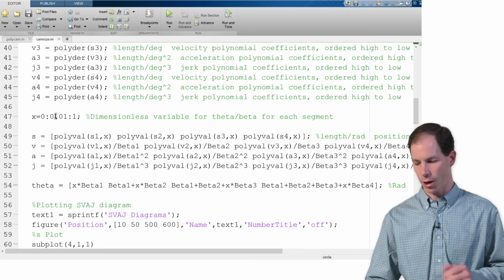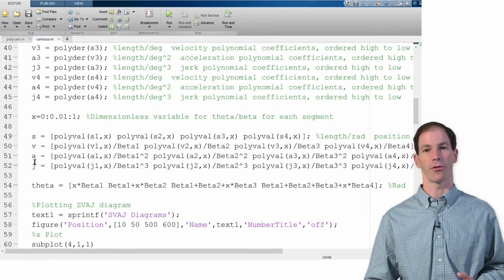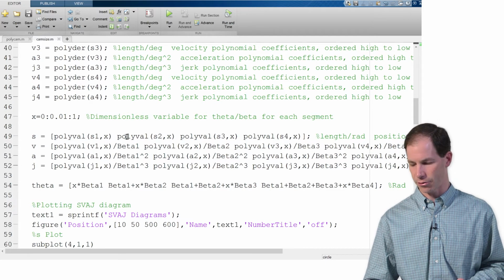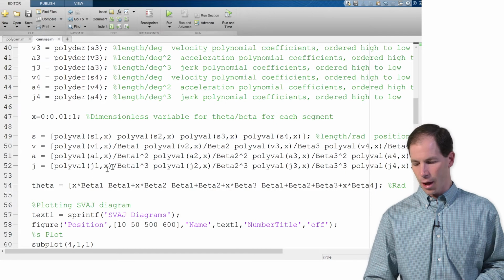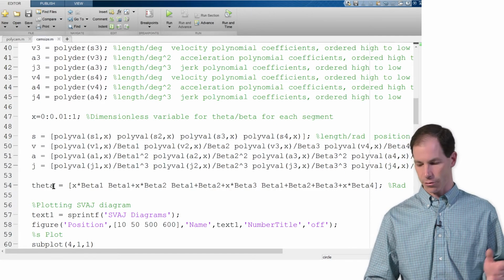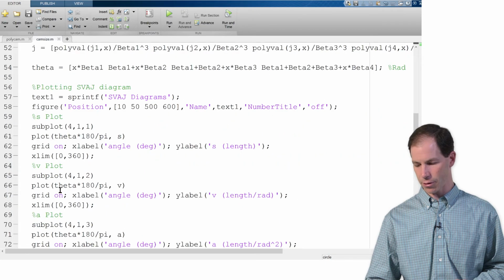So that goes from 0 to 1, and that's then where I generate my SVAJ profiles for the different segments that I'm going to add together. So I'm taking each one of those segments and concatenating it with the next segment. Then I create a theta variable just to allow me to do my counting, and then I go ahead and plot my SVAJ diagram. So that's what's going on here.